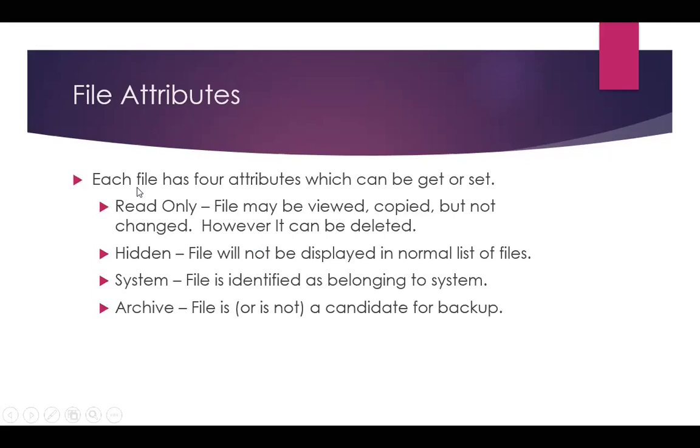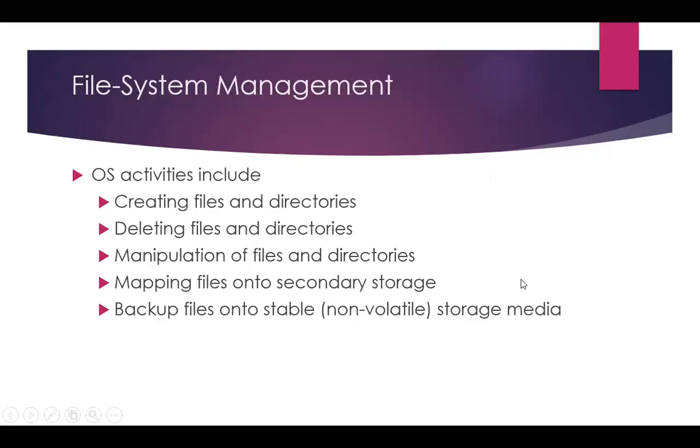Then every file has got 4 attributes. These are the read-only attribute, that the file is read-only. Then the hidden attribute, the file is hidden. Then the system attribute, that the file is a system file. We should not play with the system file. Then whether the file is ready for archive. So this is about file attributes.